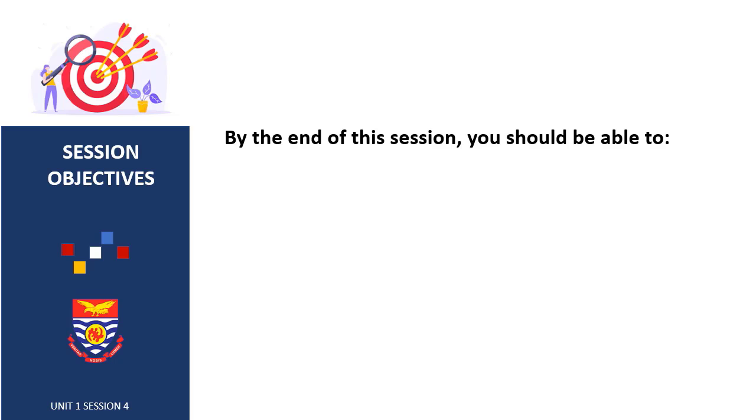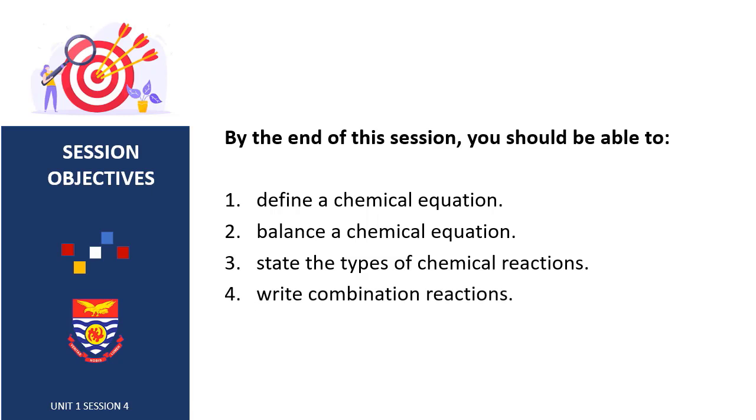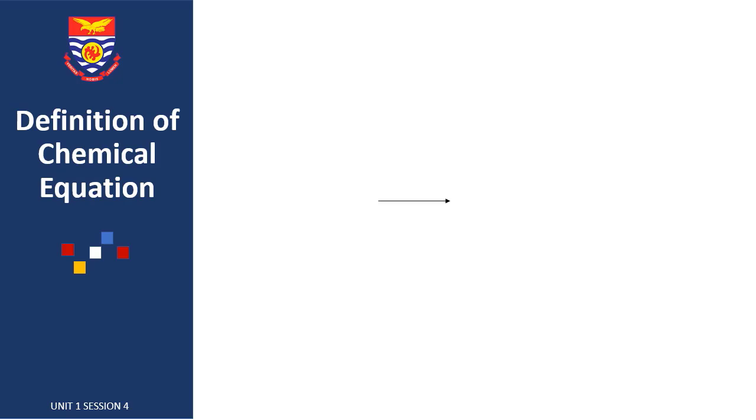Now, by the end of the session, you should be able to one, define a chemical equation, two, balance a chemical equation, three, state the types of chemical reactions, and finally, write combination reactions. So let's start with our first objective, that is the definition of a chemical equation.